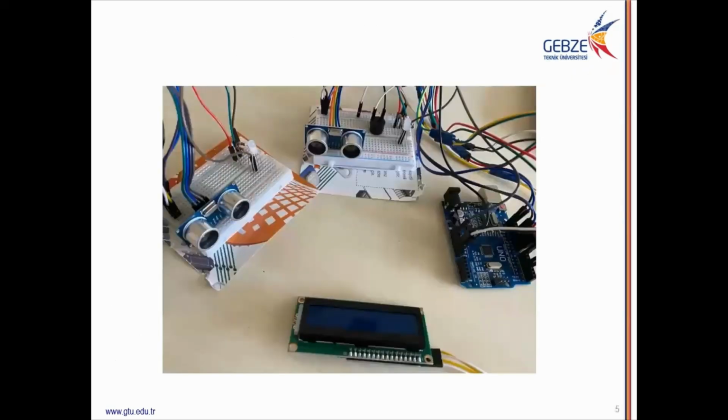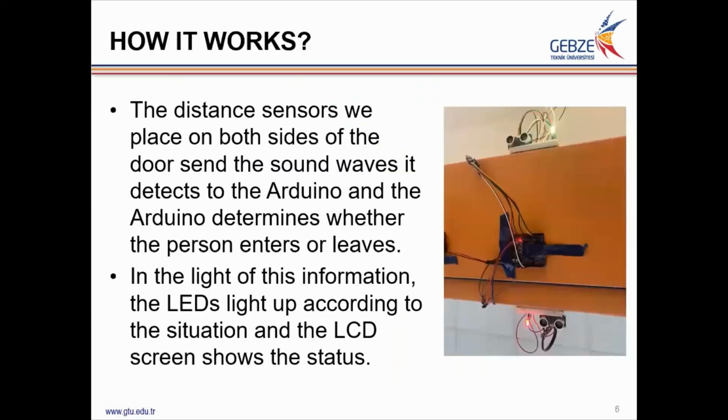When all components come together, it will look like this. The ultrasonic distance sensors emit sound waves as input and send that input to the Arduino. The Arduino processes that input and sends the output to the LCD screen, the RGB lamps and the buzzer. Now let's consider how these components theoretically work in the upcoming 3 slides.